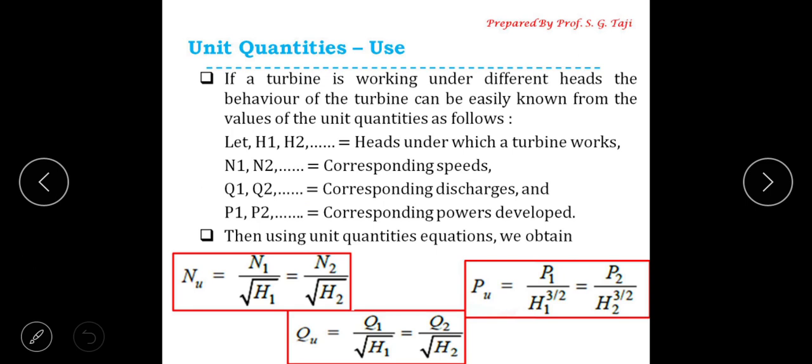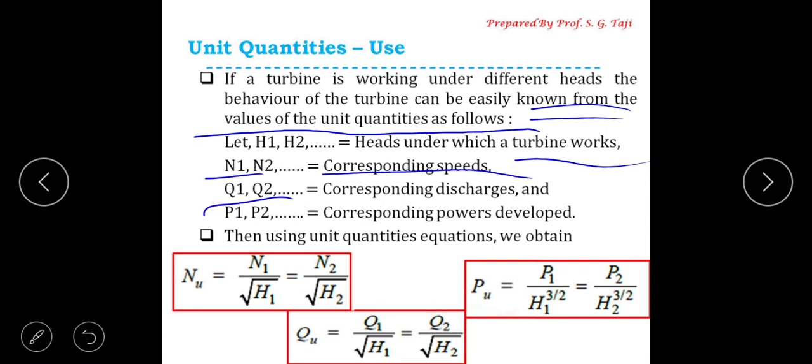Before going to the summary, let us know: if a turbine is working under different heads, the behavior of the turbine can be easily known from the values of unit quantities as under. Let H1, H2, H3, etc. be the heads under which a turbine works, N1, N2, etc. the corresponding speeds, Q1, Q2, Q3, etc. the corresponding discharges, and P1, P2 the corresponding powers developed.